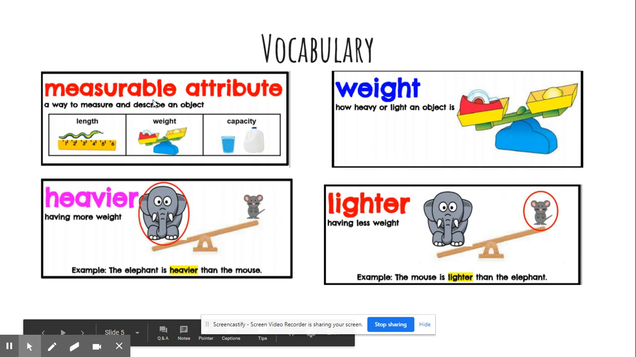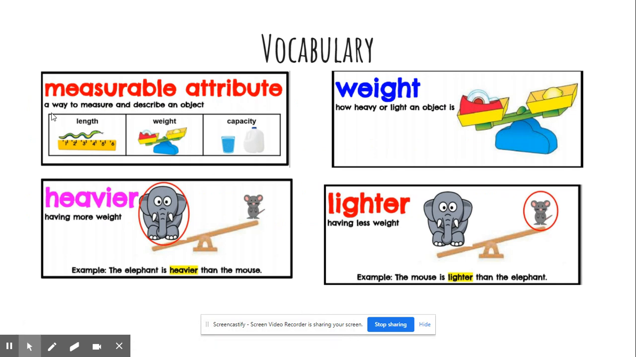Vocabulary. So, of course, we have measurable attribute. A measurable attribute is a way to measure and describe an object, which means you can measure an attribute by length, you can measure an attribute by weight or capacity. So today we're going to be talking about weight.